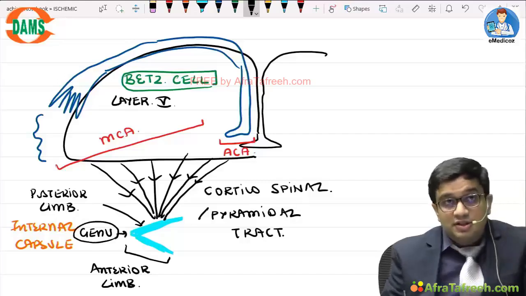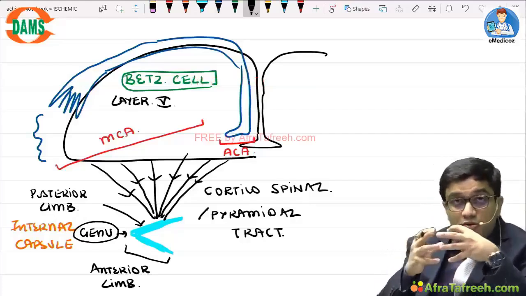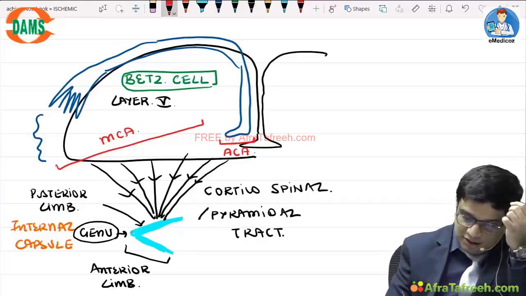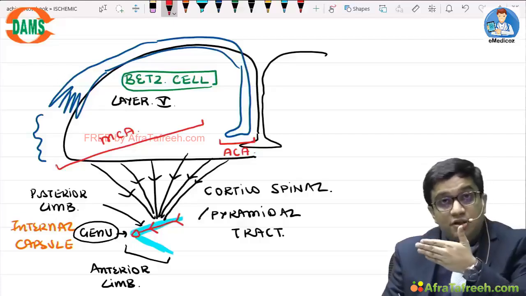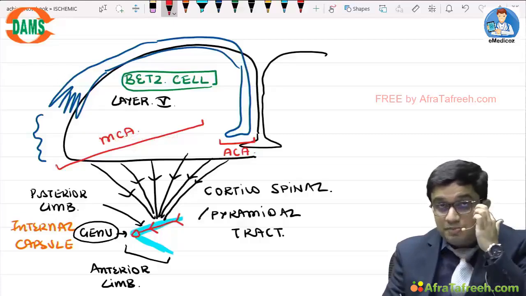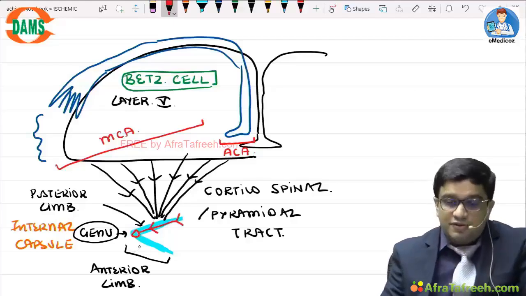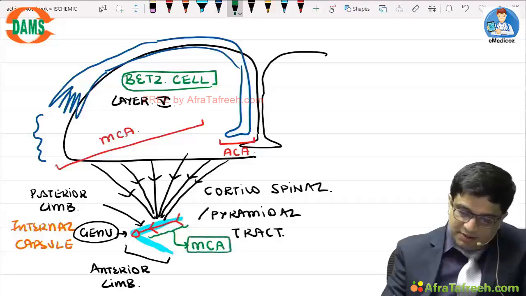Now in this internal capsule, especially the posterior limb and maybe a part of genu, we will find all the corticospinal tract fibers or the pyramidal tract fibers coming down. Now when I see the body in the internal capsule, I see the human body being represented like this. So in the genu part, the facial fibers are coming, the lower limb and the upper limb fibers are coming in the posterior limb part of the internal capsule like this. Okay. Now another very important information is this. When I look at the posterior limb of internal capsule, it is actually being supplied by an artery known as the MCA or the middle cerebral artery.